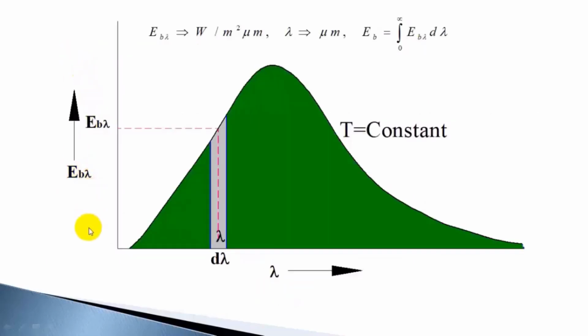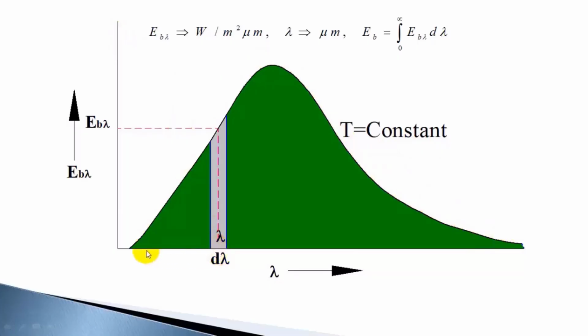Now this graph shows the variation of monochromatic emissive power of a black body with wavelength of the emitted radiation at a constant temperature. For a real surface also, the plot will have a similar nature, but the values of monochromatic emissive power at any given wavelength and temperature will always be less than that of a black body. So the curve will fall below this curve. So E_bλ, that is monochromatic emissive power, is changing with the wavelength of the emitted radiation. For any given temperature, the monochromatic emissive power will change with the wavelength.